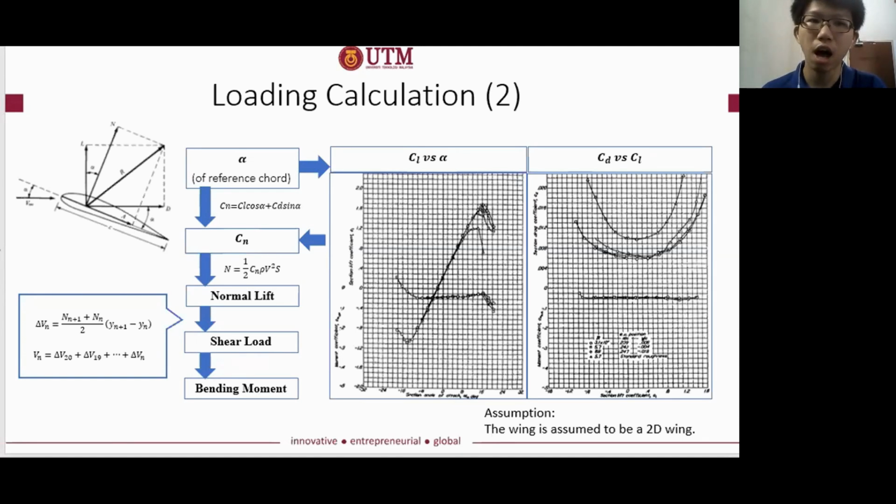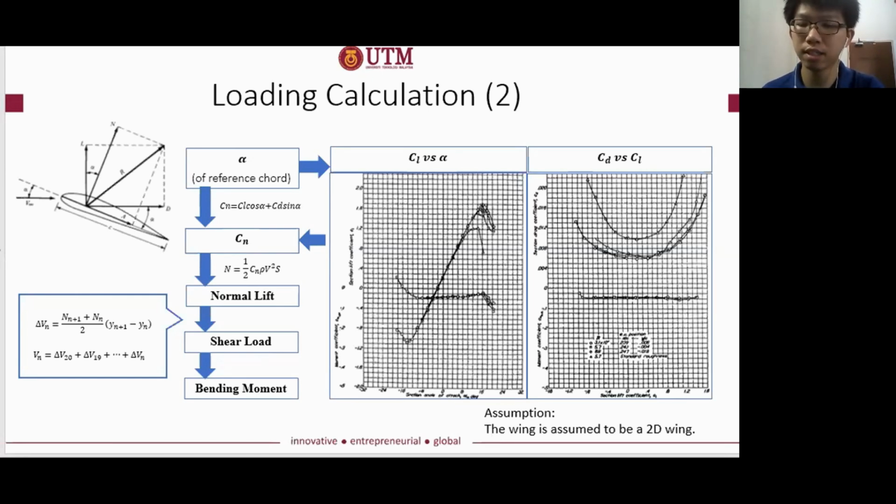So after I have obtained the normal lift by substituting the value of Cn into the equation of normal lift, I need to obtain the shear load. How? First, by determining the changes in shear force, which is the delta Vn at each station, which is given by this equation, delta Vn. And after that, I need to obtain the corresponding shear force Vn at each station by summing up all the change in shear force delta Vn.